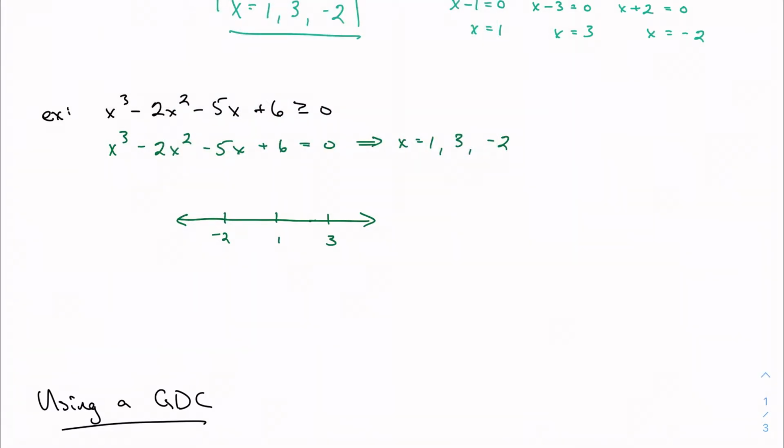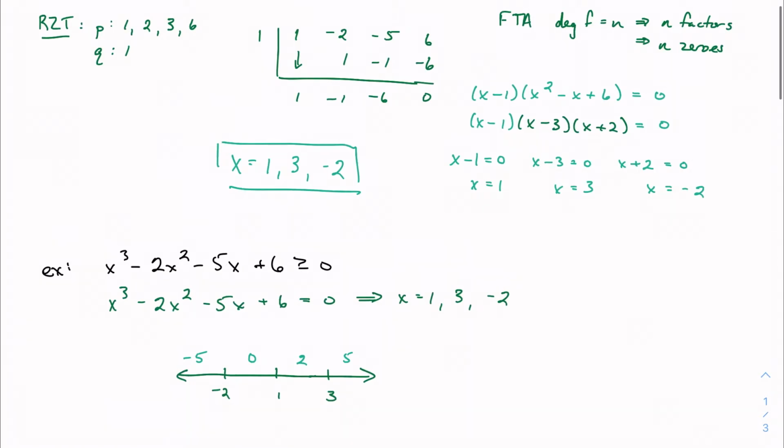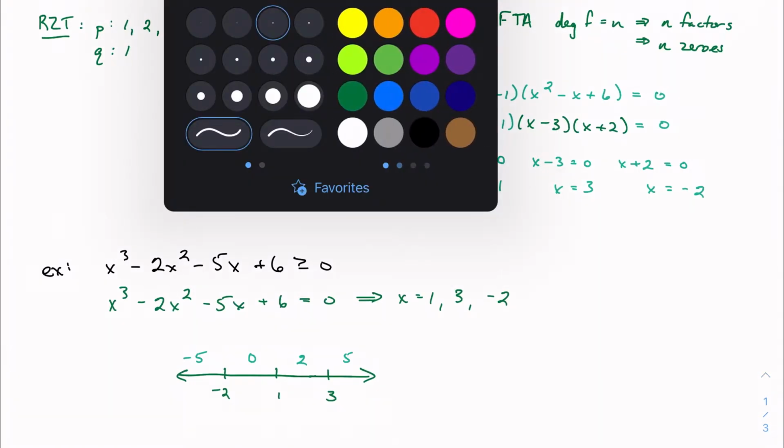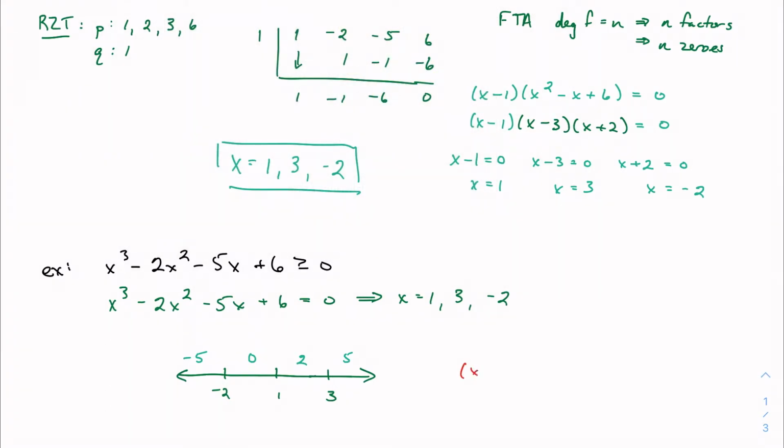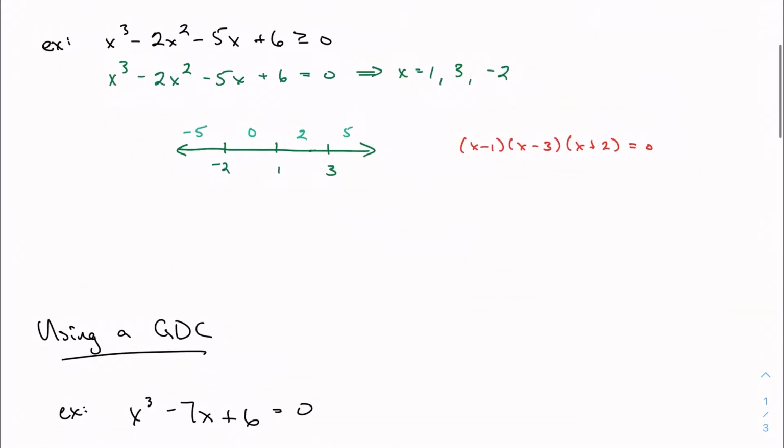So maybe we'll test -5, test 0, we'll test 2, we'll test 5. Well, it's going to be easier to use the factored version, so let me actually grab that from above. So if I plug in -5, I'm going to get -6 times -8 times -3. So 3 negatives all multiplied together give me a negative number.